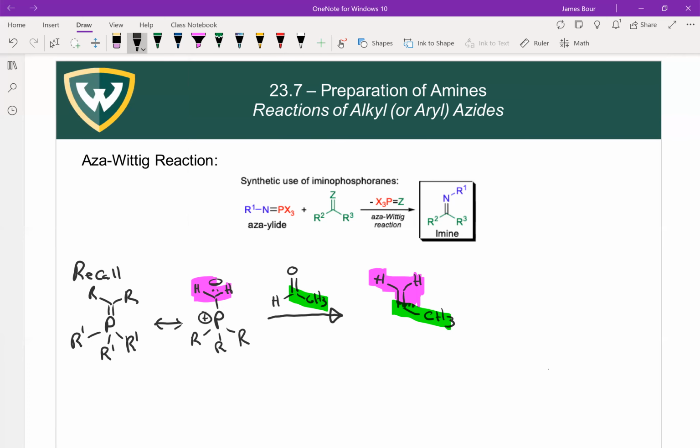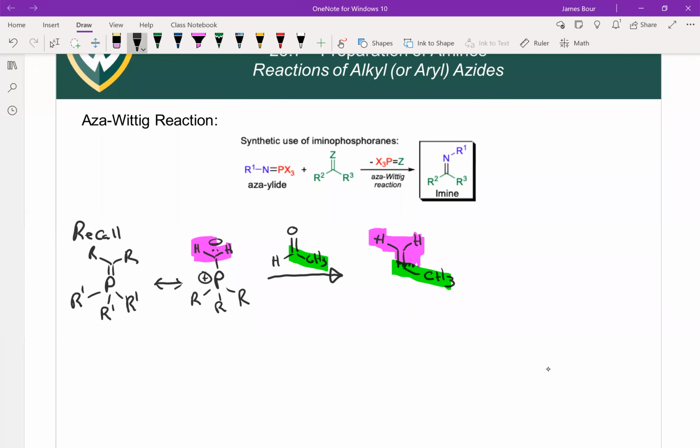It turns out that this also works with azaylids. When we see aza, it is sort of a moniker for nitrogen variants of something common. And so the aza-Wittig reaction proceeds through the same mechanism, and it forms what's called an imine. So this is an effective synthesis of an imine, and in this case, Z equals O. All right.